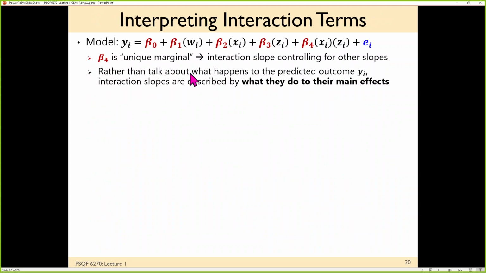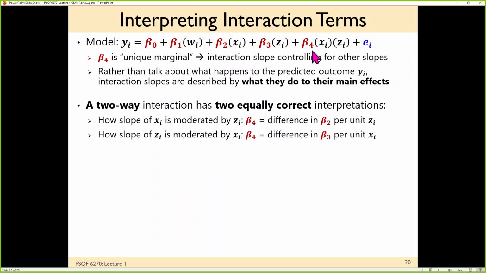Okay, so the way that we talk about beta 4, though, is not the same way that we talk about beta 1s, 2, and 3. Here are the rules that I'm going to teach you. How do we talk about interaction terms? We talk about what happens to their main effect slopes instead. We do not talk about what happens to Y. It's a trickle-down situation.